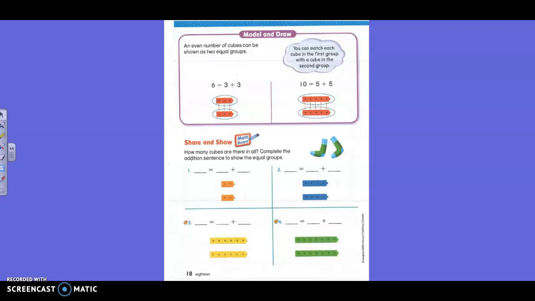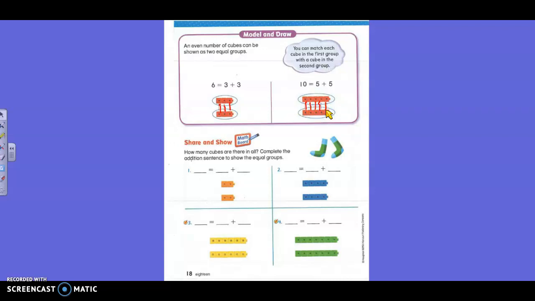Okay, cubes, hands in your lap. Hands in your lap, because we're not messing with our cubes. Thank you. Okay. You can match each cube in the first group with a cube in the second group. They are showing you that 3 plus 3 is 6 and how you match them. And they're doing 5 plus 5 is 10 and showing you're matching them.